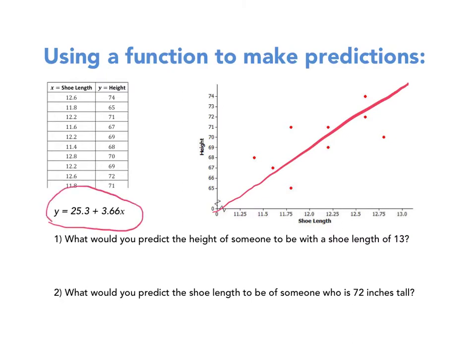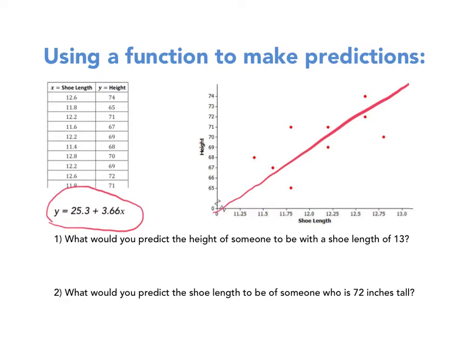You're also given a table of values that are now plotted on this scatter plot of shoe length versus men's heights. So men's shoe length and then their height. So let's just answer these two questions using this equation for the line. We can use this equation to answer these questions about predictions. We don't have to just look at the graph and guess what the answer would be. We can actually calculate it. And we do that by substitution.